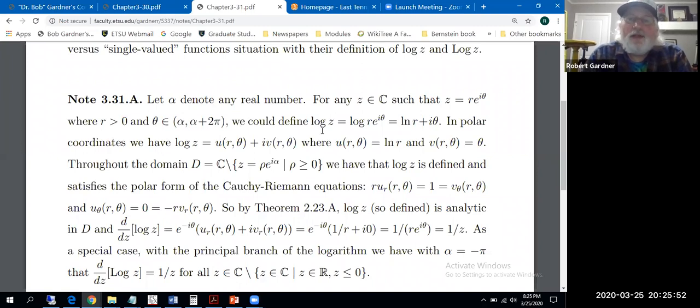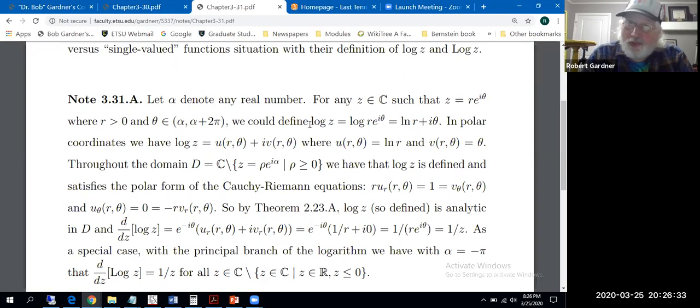Under those conditions, define the log of z, the log of re to the i theta, to be the natural log of r plus i theta. So here's yet another definition of log. Now the benefit of this one is it's actually a function. You put a complex number in and you get a single complex number out. We had no problems with the real part before. It was always the natural log of the modulus, which is what it is here. It was in the choice of the argument. Here we've chosen to pick an argument which lies inside this particular interval.